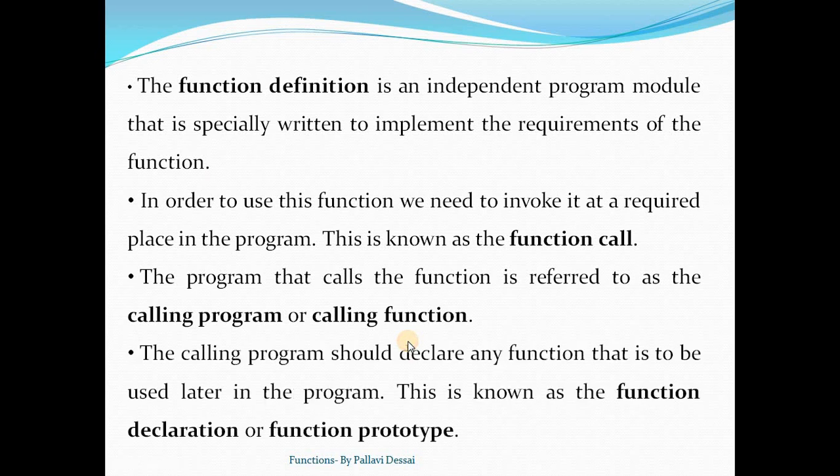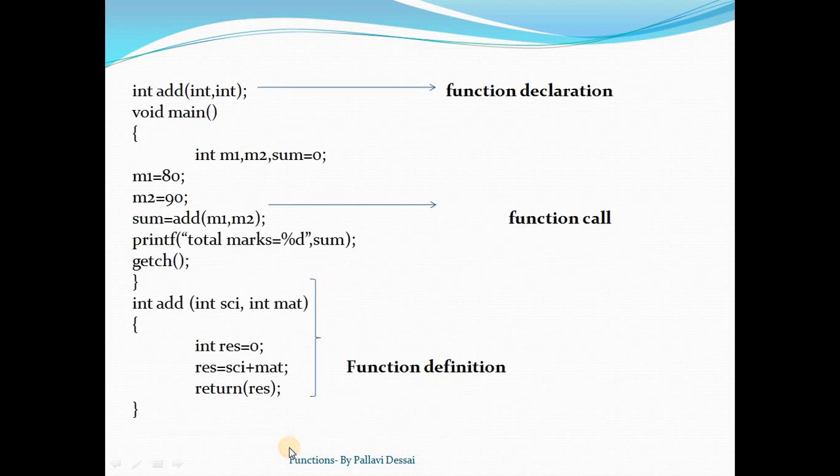The calling program should declare any function that is to be used later in the program. This is known as function declaration or function prototype. So this is the third important element of a program when we are using functions. So first function definition, second function call, and third function prototype or function declaration. Now we shall see an example in which I have used a function.